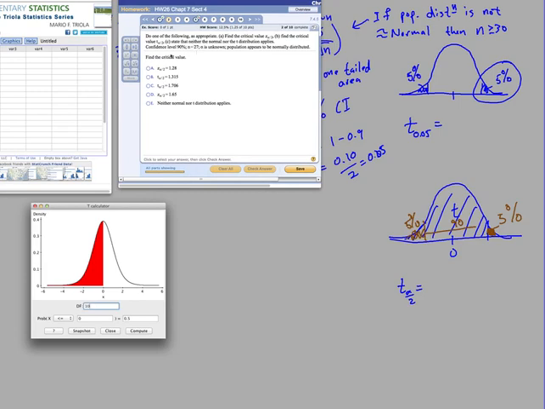See right here, we took 27, so my degrees of freedom is 26. Okay, so to find my t-star, all I need to do is find this right tail. This right tail needs to be 5%. See, this needs to be 0.05.